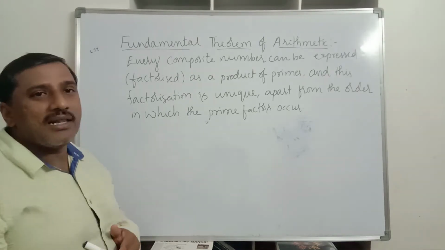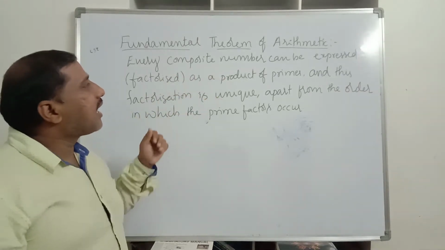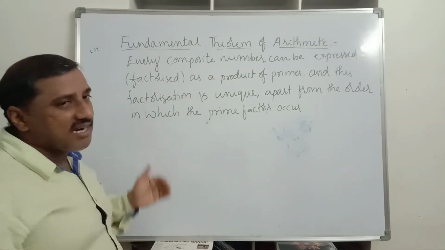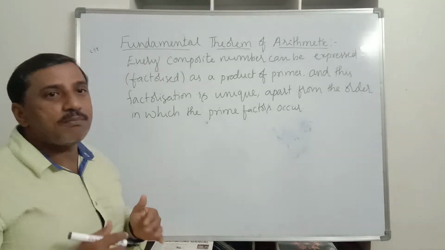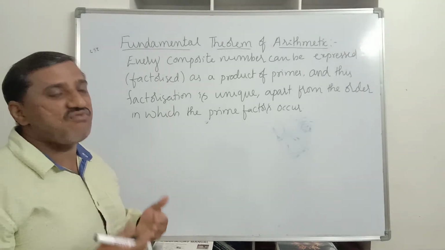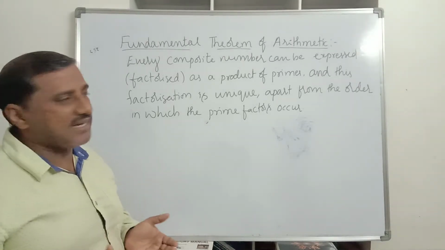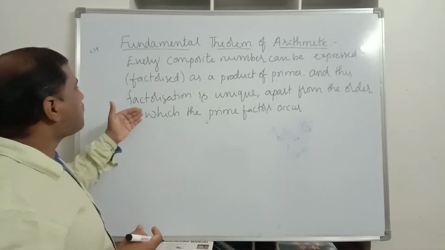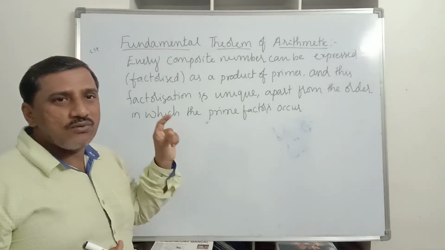So what is the fundamental theorem of arithmetic? Every composite number can be expressed or factorized as a product of primes. The prime numbers which appear as factors are called primes. And this factorization is unique, so only in one way. Unique means one way.